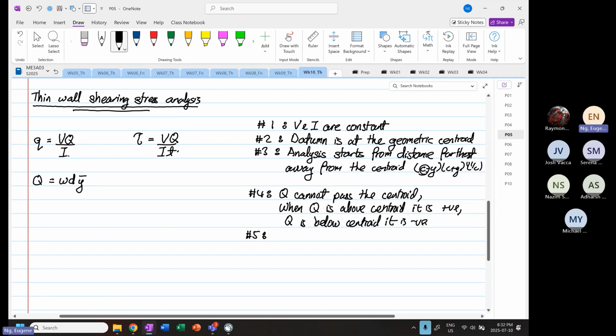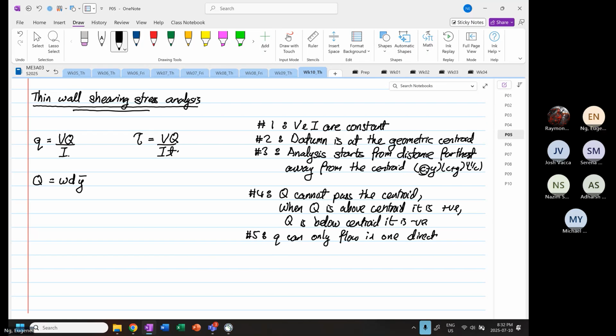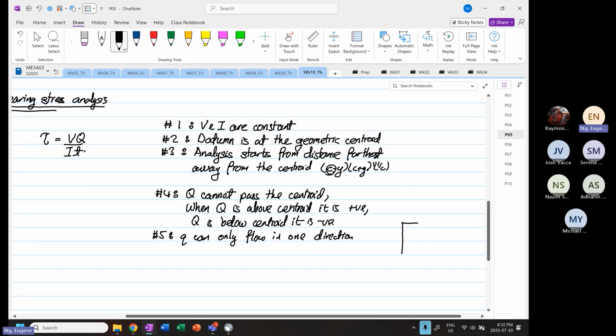Q can only flow in one direction. And why do we say that? Because when we started deriving, remember this diagram? And we say that this is Q. Our Q is in one direction.